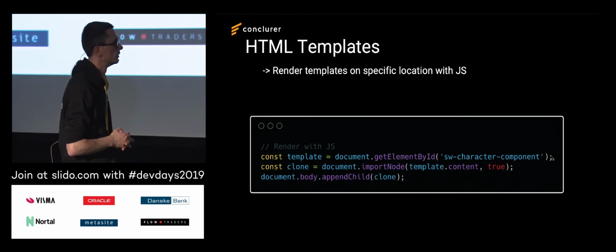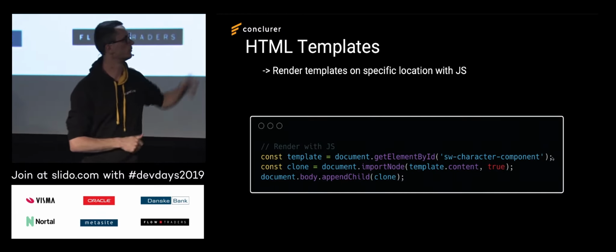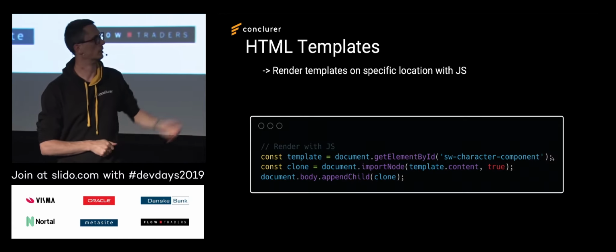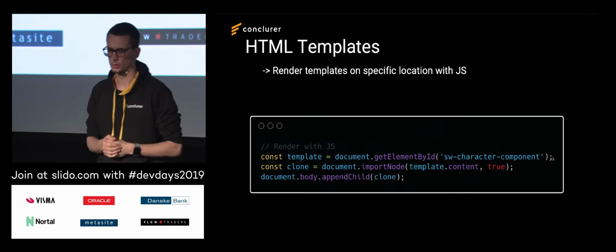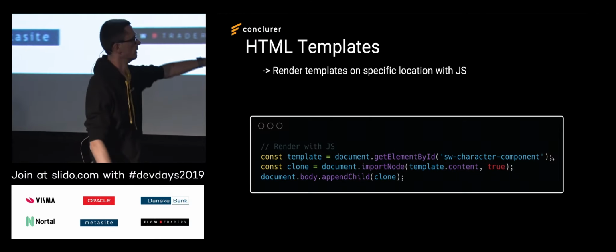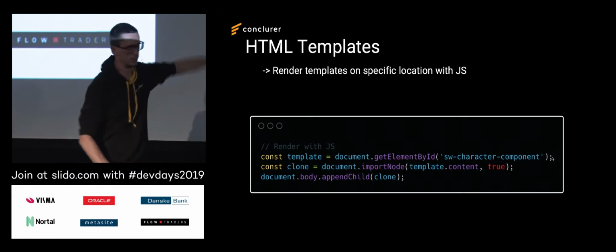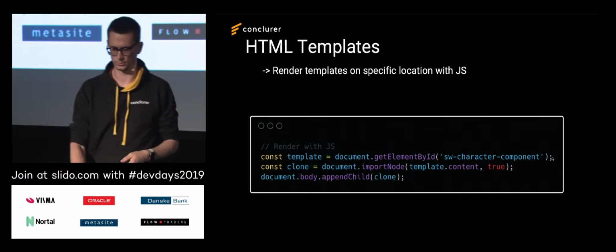If you want to enable it, you need to do this via JavaScript, getting the element from the document, cloning it as a new DOM node, and then appending it to the body. You can also append it not directly to the body but, for example, to a shadow DOM. This is also working.